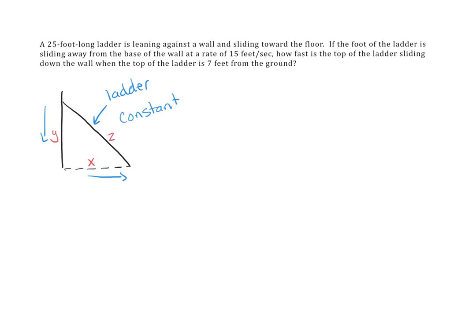So what they just said was a rate. Okay, 15 feet per second, and that is the rate here that the ladder is moving away. So that rate would be dx/dt, and that is 15 feet per second. Okay, so how fast is the top of the ladder sliding down? So they're asking, what is this rate, dy/dt, when the top of the ladder is 7 feet from the ground.